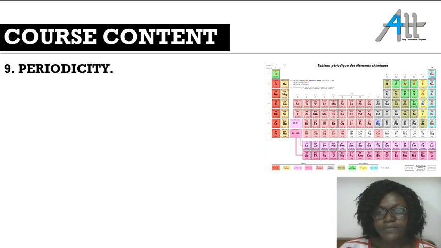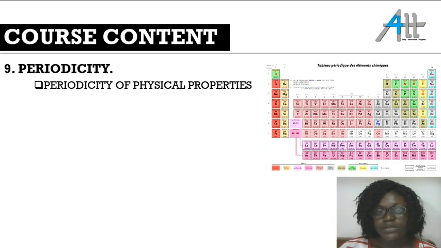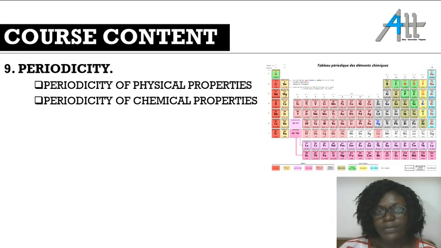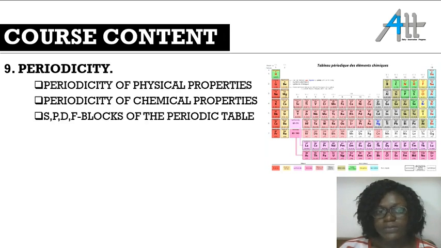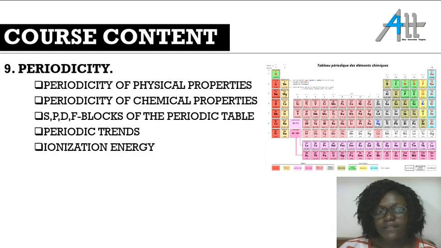Under chapter 9, we are going to be talking about periodicity. Under periodicity, we are going to have periodicity of physical properties, periodicity of chemical properties, the s, p, d, f blocks of the periodic table, periodic trends, and finally ionization energy.